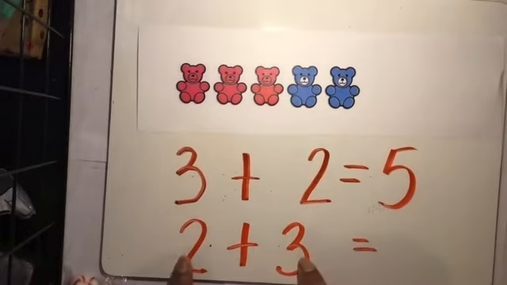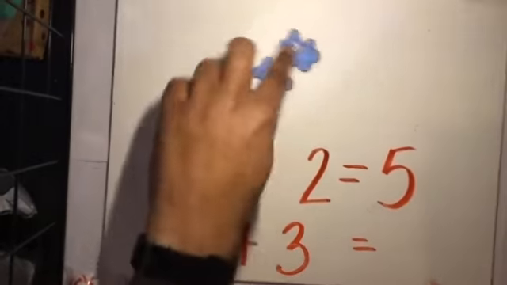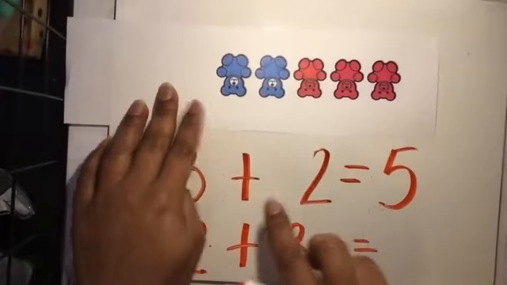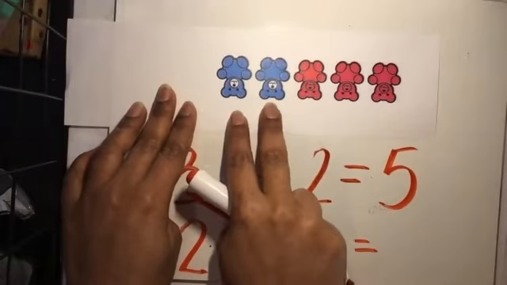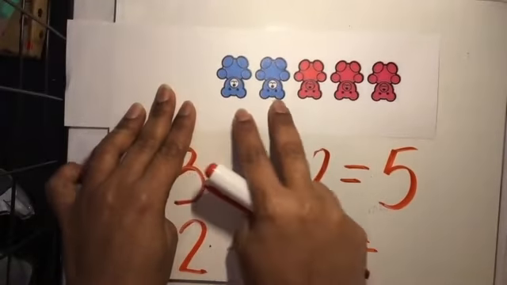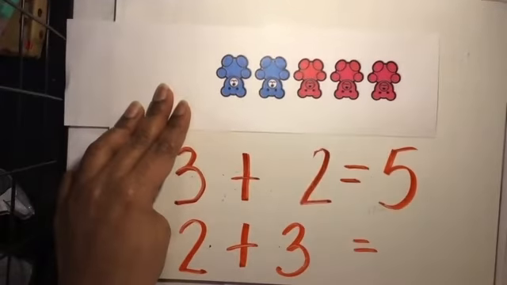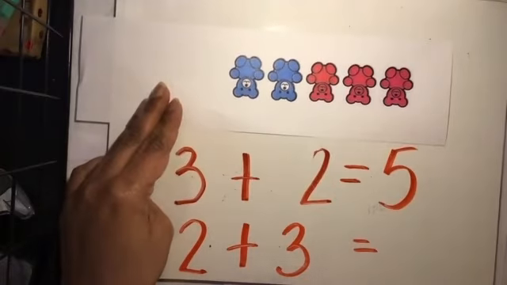What if my addends were switched around? So I'm going to flip them around. Okay, so instead of having, no, they're upside down. So instead of having the red, I have the blue first. So I have 2 upside down blue bears, and I have 3 upside down red bears. So the order of the addends are just switched.